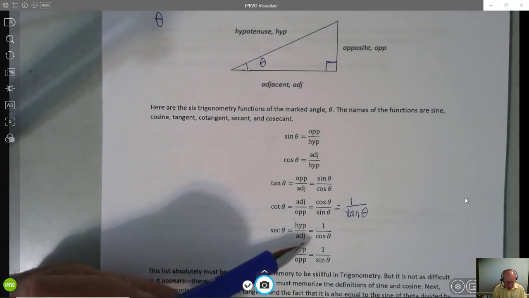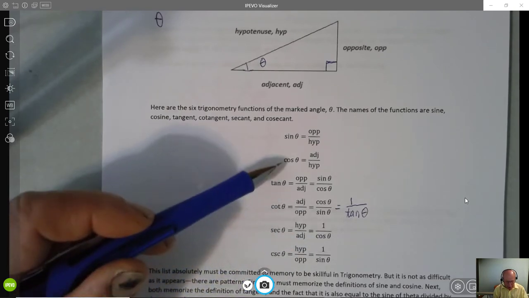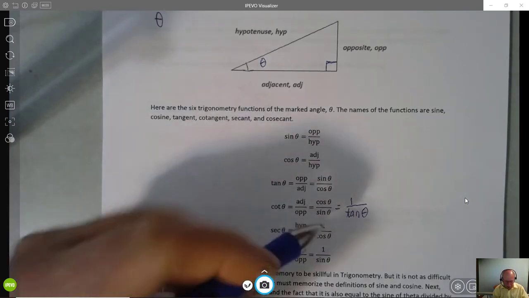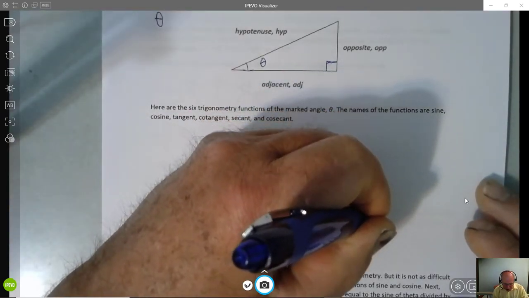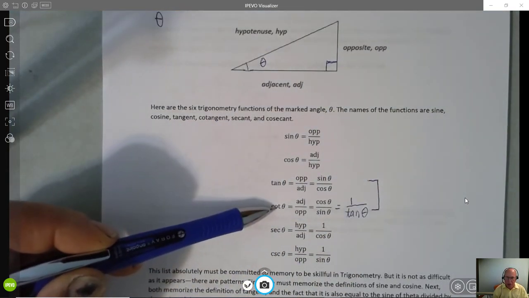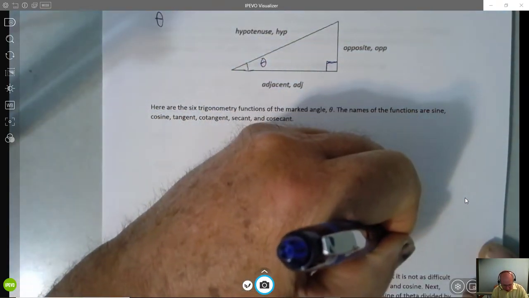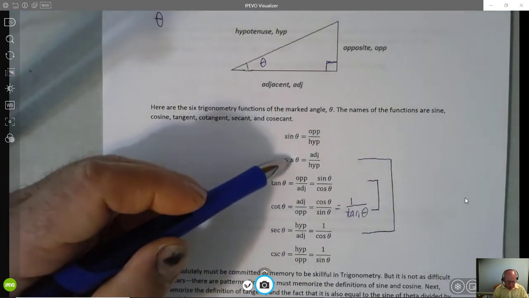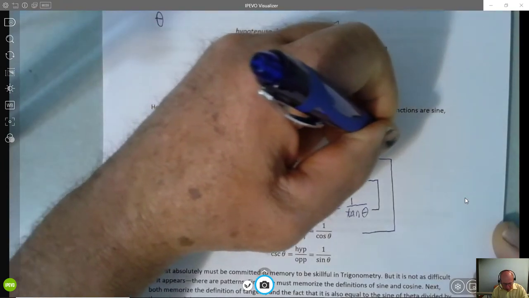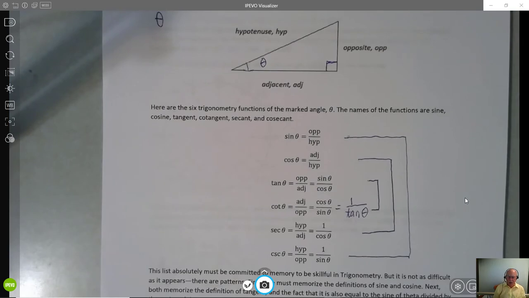And I've already written these reciprocal identities in. The secant is the reciprocal of the cosine, and the cosecant is the reciprocal of the sine. So in other words, if you look at these nested pairs, the innermost pair, tangent and cotangent, are reciprocals. The next pair out, the middle pair, the cosine and the secant, are reciprocals, and likewise the sine and the cosecant are also reciprocals.